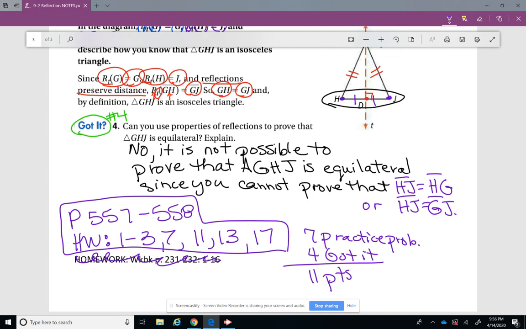All right, and you're going to take a picture of all these notes if you did that, or just your 4 Got It problems and your 7 practice problems, and upload that to the same assignment.